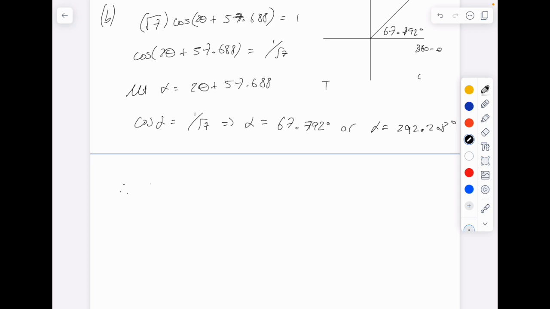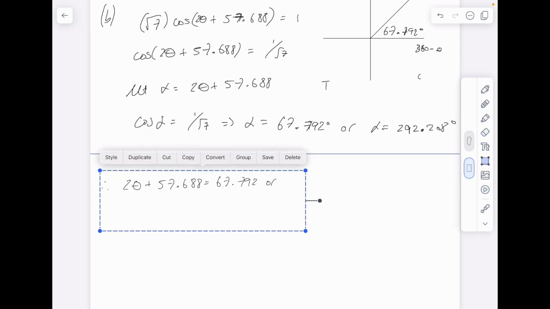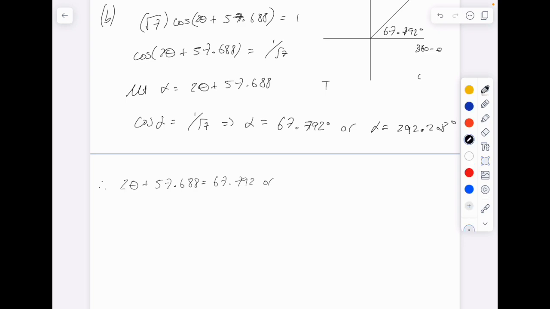Okay, so therefore, 2 theta plus 57.688 is equal to 67.792, or we've got 2 theta plus 57.688. It's going to equal 292.208. Okay.